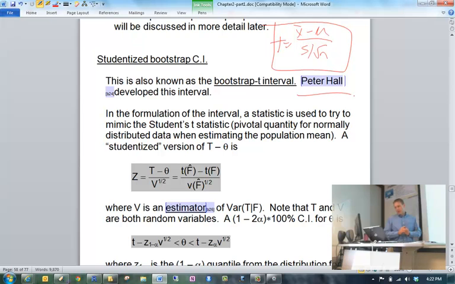So anyway, studentized bootstrap confidence interval. Why don't we mimic this idea of finding a studentized statistic? Instead of just working with t minus theta, how about we work with t minus theta divided by the square root of an estimate of its variance. With our notation here, just to make sure it's clear, this V is basically an estimate, var hat of t. And I could put an F in there as well if I wanted to.